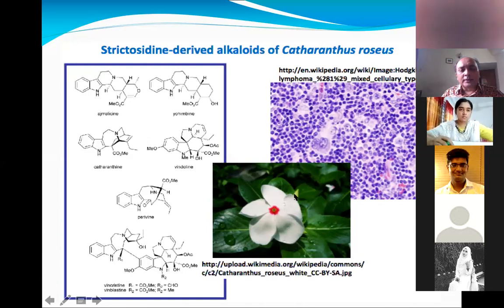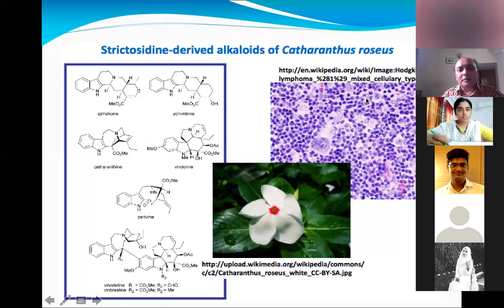As I mentioned, this plant produces two very important alkaloids. One is vincristine, another vinblastine. And why are these two alkaloids important? Because they are important biologically active compounds against cancer. Cancer, you know, is one of the deadliest diseases.